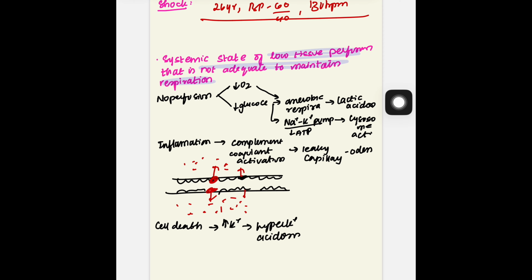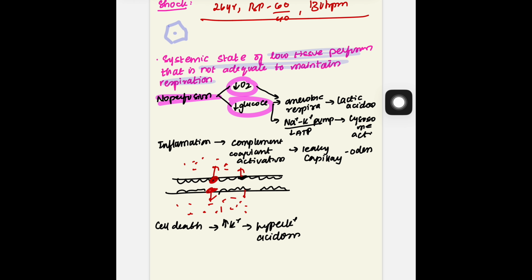Meaning, the cell is not able to respire properly. The cell is not able to respire properly because the tissue perfusion of the cell is not proper. That is shock. So what happens in shock? So there is no perfusion. If there is no perfusion, there is decreased oxygen and there is decreased glucose.